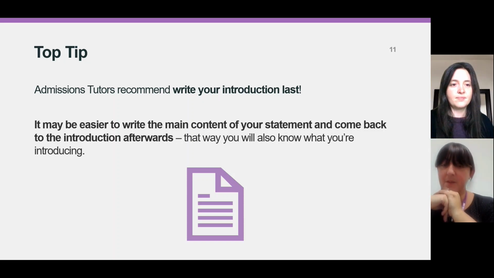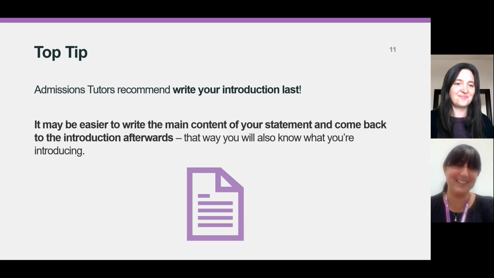But yeah, you want the main body, and the main bulk of your personal statement is going to be your amazing examples and showing off. So you might find it easier to write that introduction last, because you'll know what you're introducing, I suppose. So just a little tip, but not a must. You can write however you feel most comfortable.